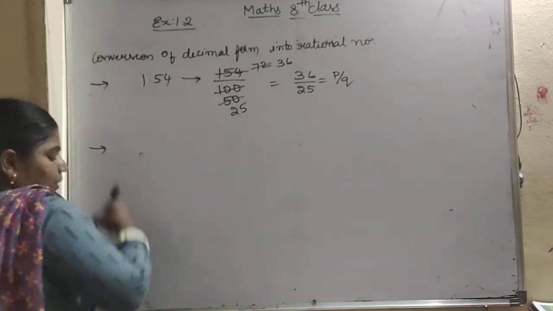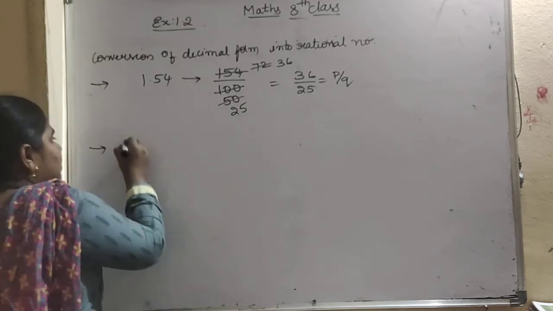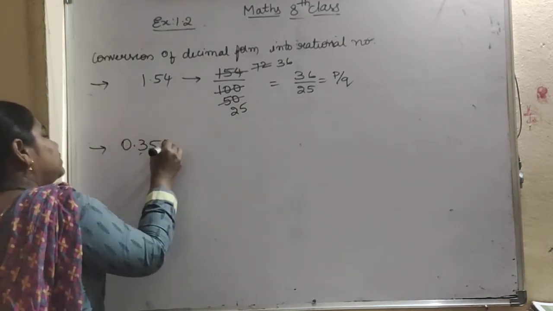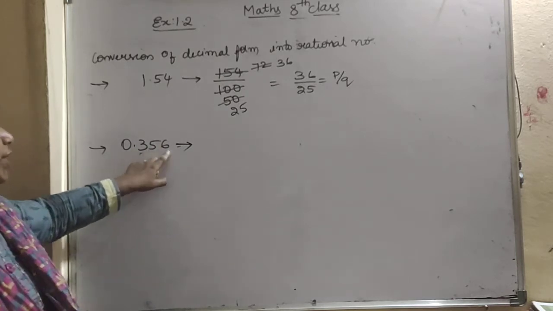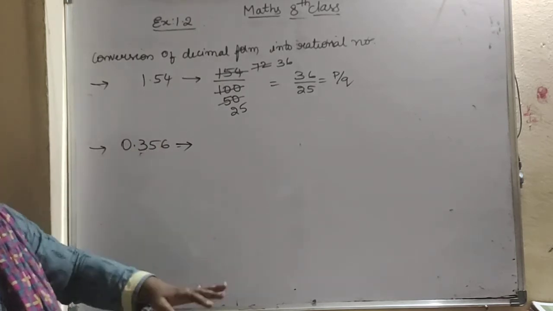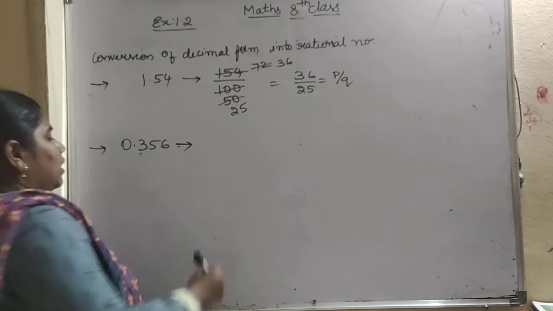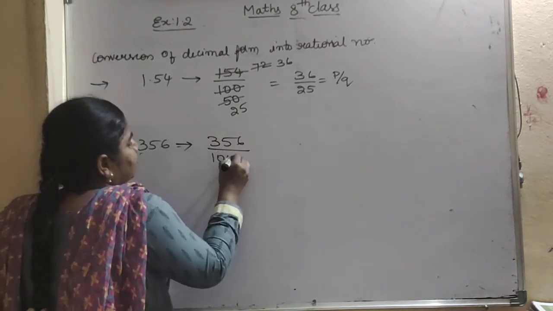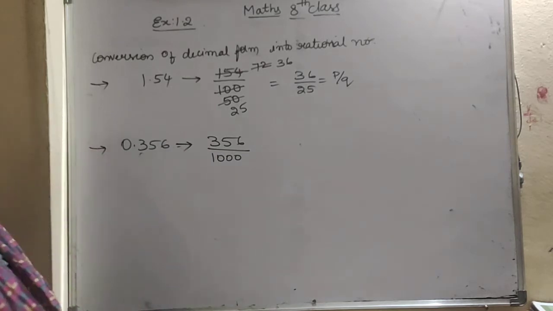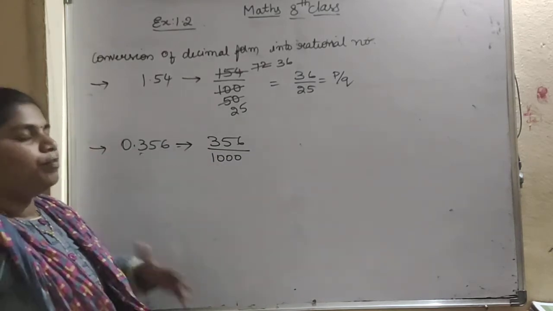So one more example we will take. We will take it as 0.356. Okay. So here after the point we are having 3 different digits. So in the denominator you should get 3 zeros. That means it will be 356 by 3 zeros, which is nothing but 1000. Okay, now already this is in the form of P by Q.